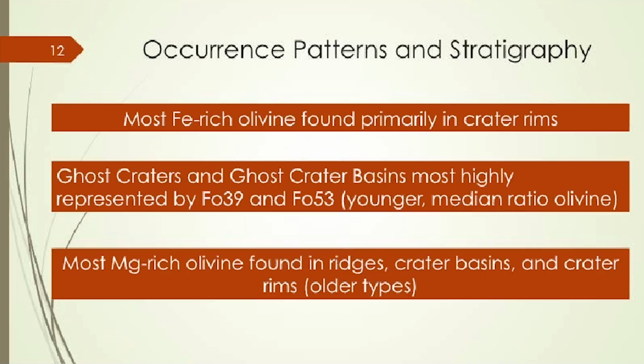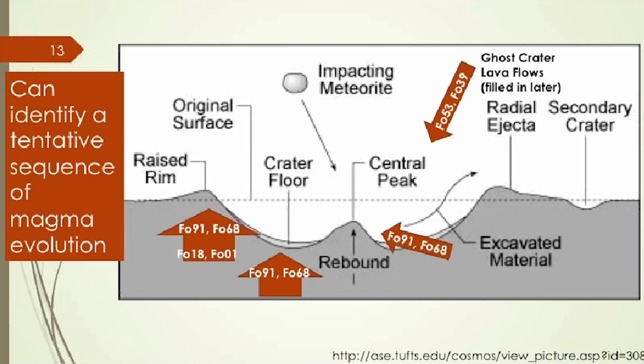The most iron-rich, which are like the Fo-1, Fo-18, were found primarily in crater rims. In ghost craters, we found primarily Fo-39 and Fo-53, which are like the median values. And what's important about this is that ghost craters are created by lava flows that flowed over the old craters, so we can temporarily get kind of a magma evolution story from that. And then finally, the most magnesium-rich olivines, which are like the Fo-91, Fo-68, we found them in ridges, crater basins, and old crater rims. So this kind of appeared to be the older type of magma.